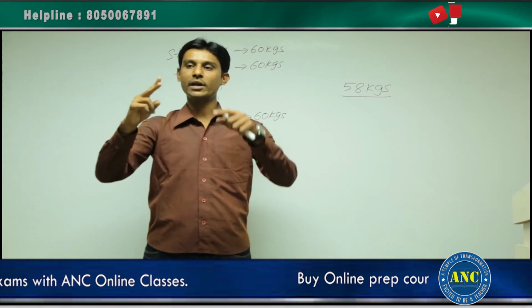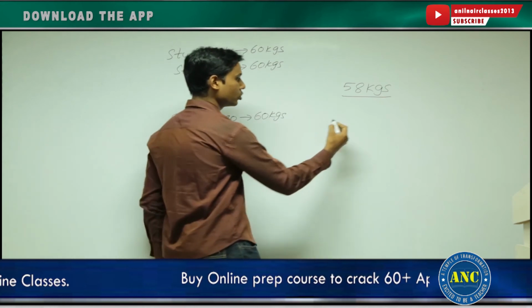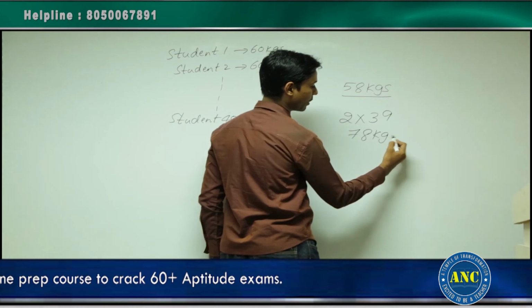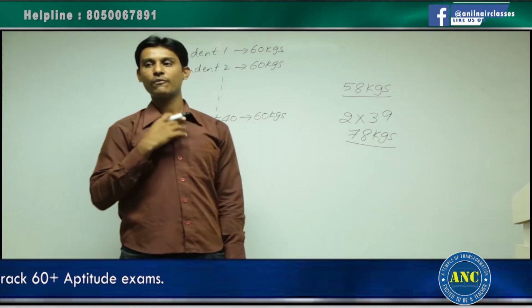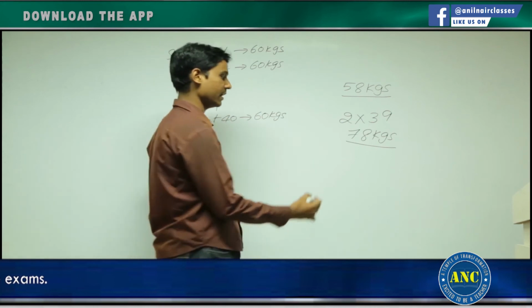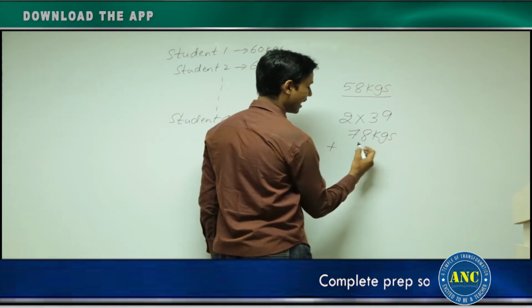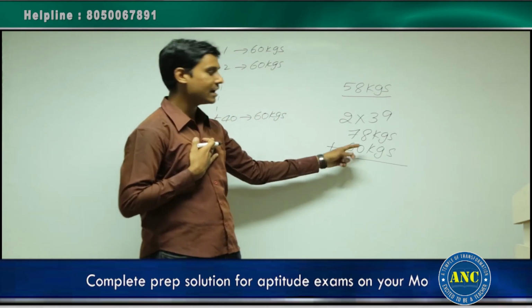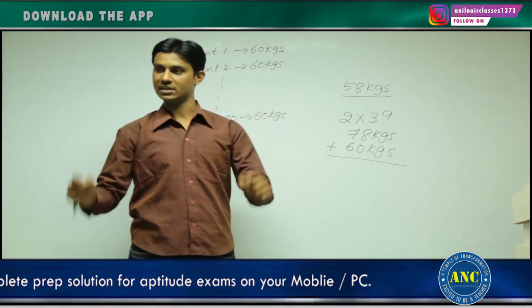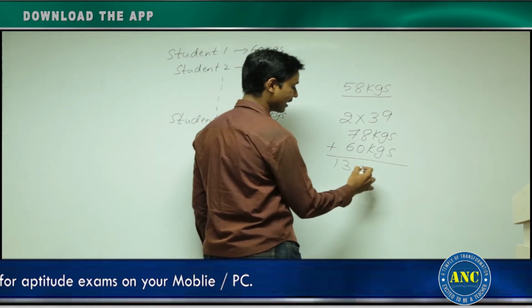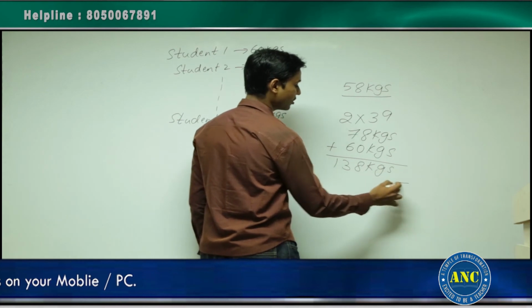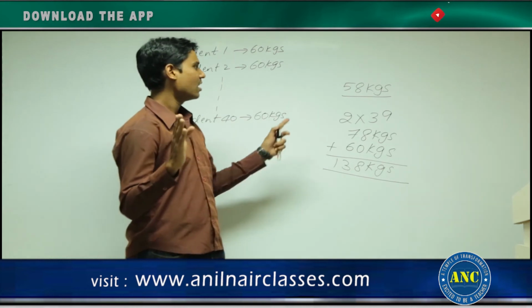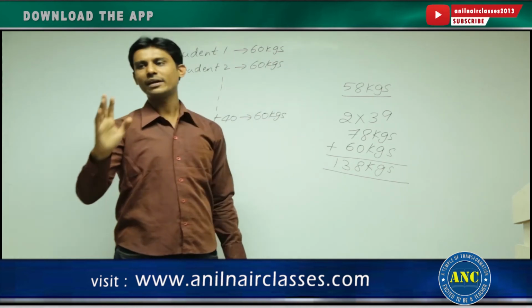If all 39 students give me 2 kg, I will get 2 into 39 kg from the entire lot. That means I will get 78 kg. And I myself had an original weight of 60 kg. When I leave the class, the total weight that I will carry is 78 plus 60. The answer for this question is 138 kg. In simple terms, if you are not good enough with kg, just assume it as rupees.